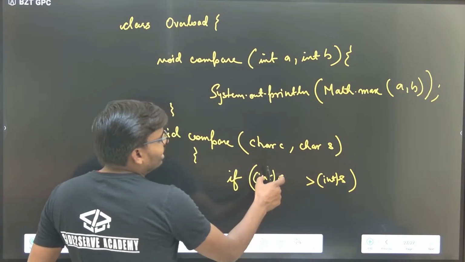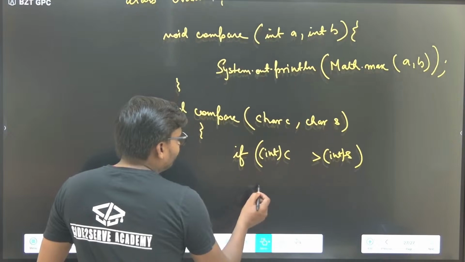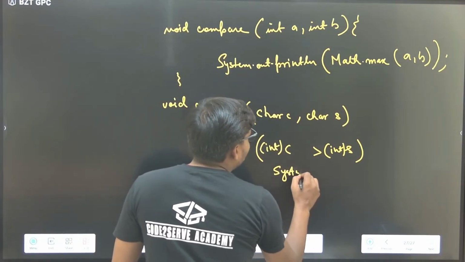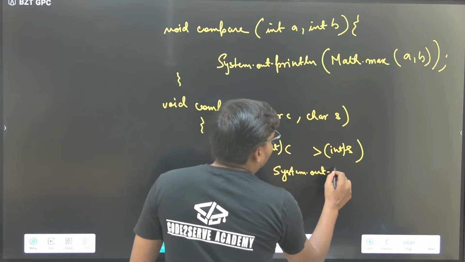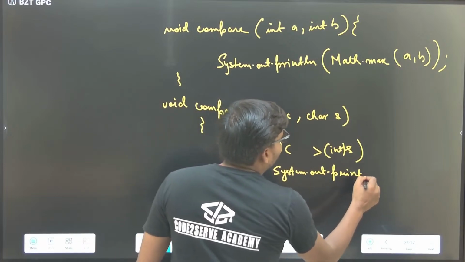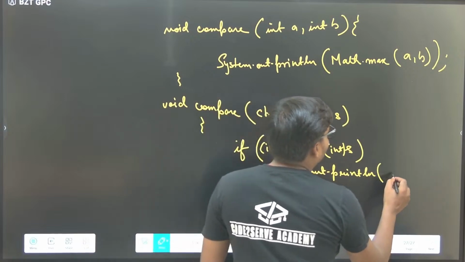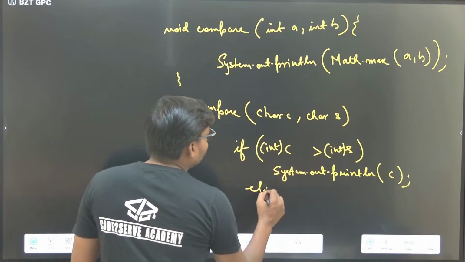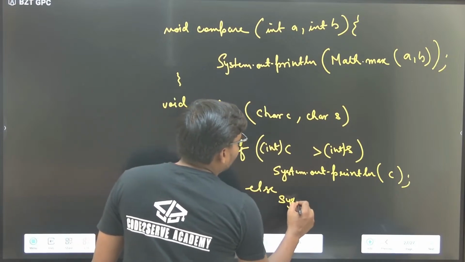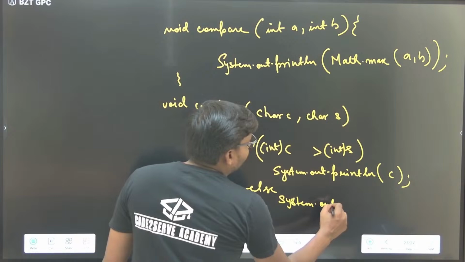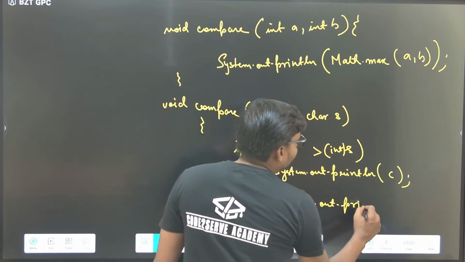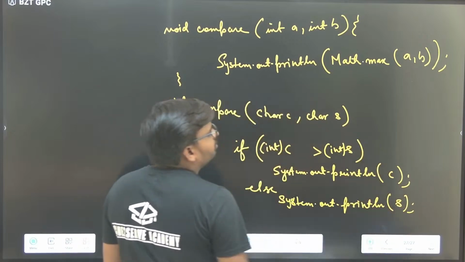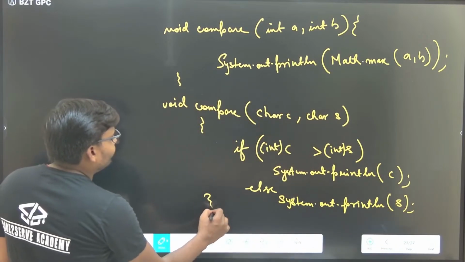Suppose in this case, the ASCII value of c is greater. So we are going to print c. So we'll say System.out.println and we'll print c. Else, System.out.println and we'll print s. All right. So this was the second part.